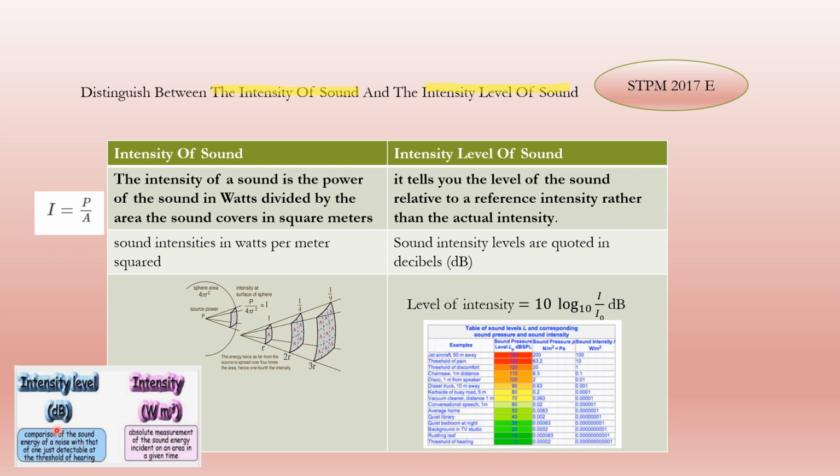So you can see the difference here is the comparison of the sound energy of a noise with that of one just detectable at the threshold of hearing. But intensity is an absolute measurement of the sound energy incident on an area in a given time. So it's this, and intensity level is comparison. So that is the difference.